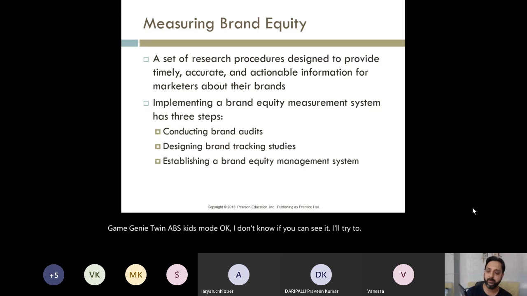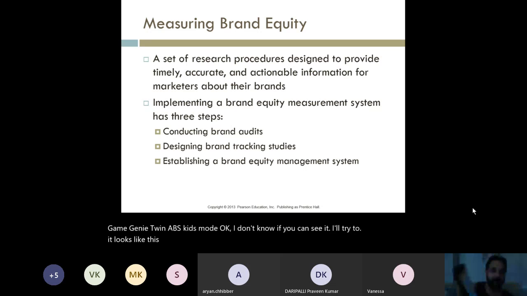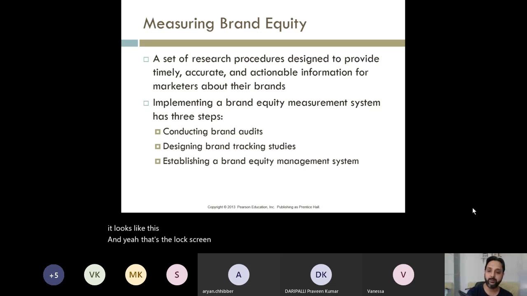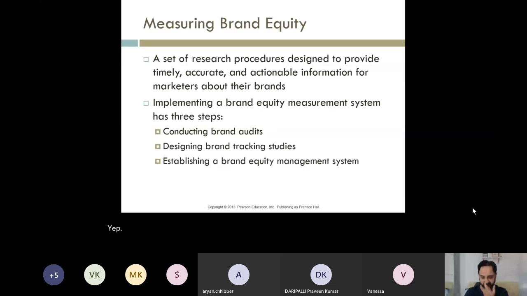But if I turn on Kids Mode, it looks like this. That's a lock screen, and it allows me to go back to the parent mode or exit. So, what's your PIN? I have to tell my kids the PIN as well. In the parent setting, I can put applications that I want them to access, so they will be visible here. That's the kids mode, and I'll just exit it.